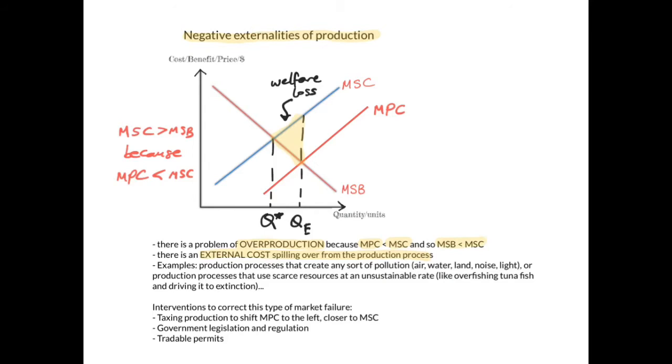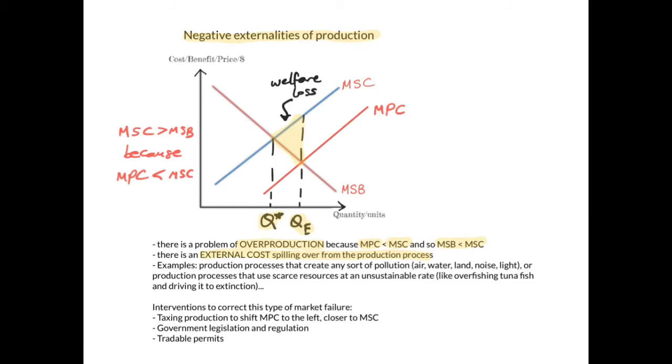You can see producers are basing their supply decisions on the MPC over here because they are not taking into account the external cost, while the MSC, the marginal social cost, is higher. So think of the marginal social cost as the ideal supply, while the marginal private cost is the actual supply. This leads to the equilibrium quantity being higher than the optimal quantity.